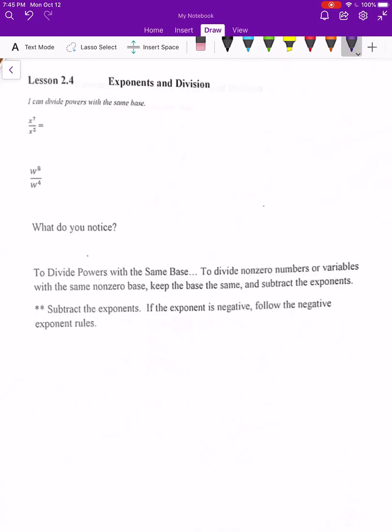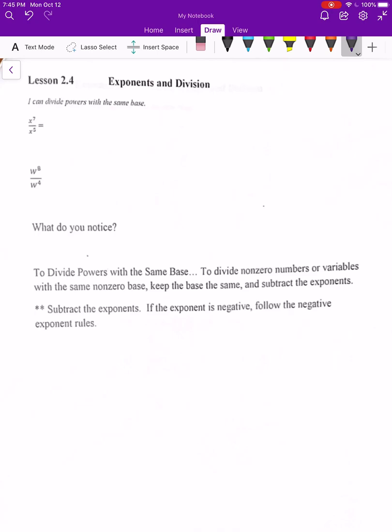So we've already done exponents and multiplication, so now we're moving into exponents and division. The I can statement today is I can divide powers with the same base. Just like we started out with multiplication, we're going to talk about the long way, the process behind how the rule came to be.